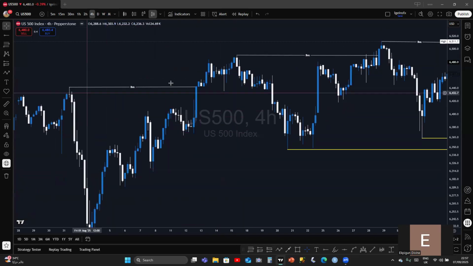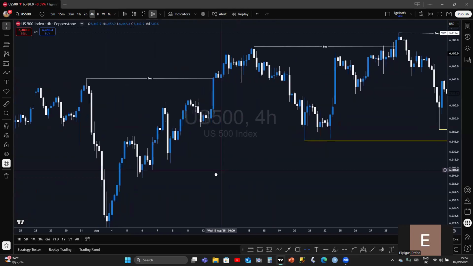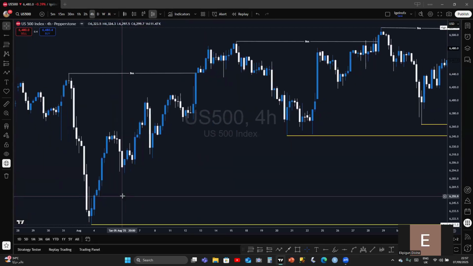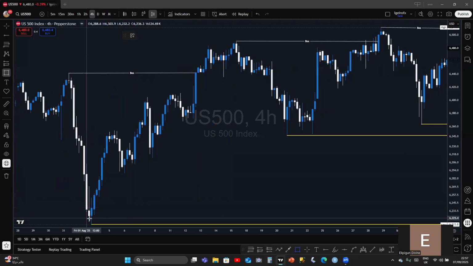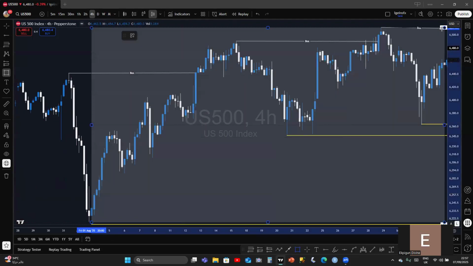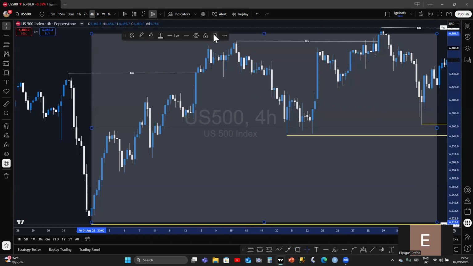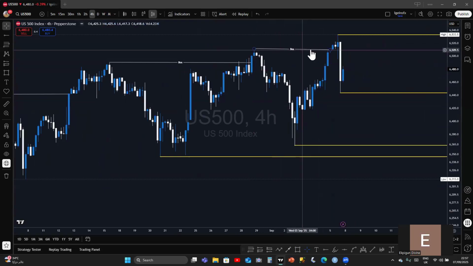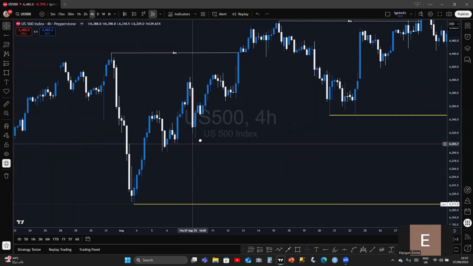Then we have the main structure. If you look at this trend now, look at this trend from here like this. You discover that this is where we mark break of structure, right? This is where we mark break of structure, and this is where we mark break of structure.